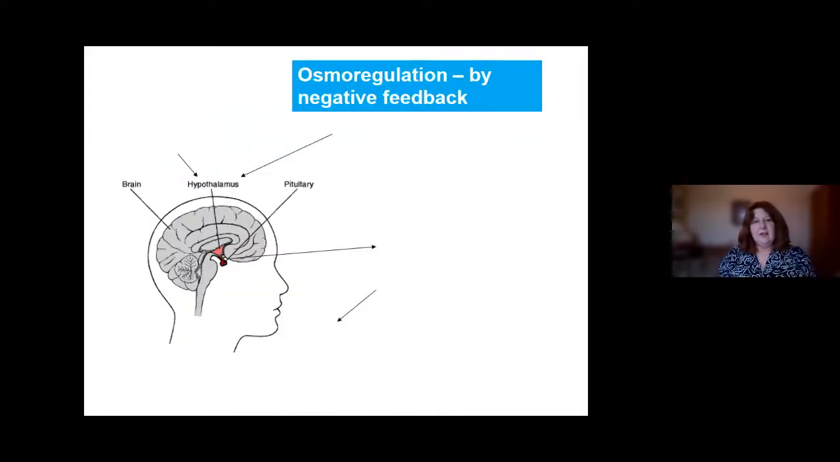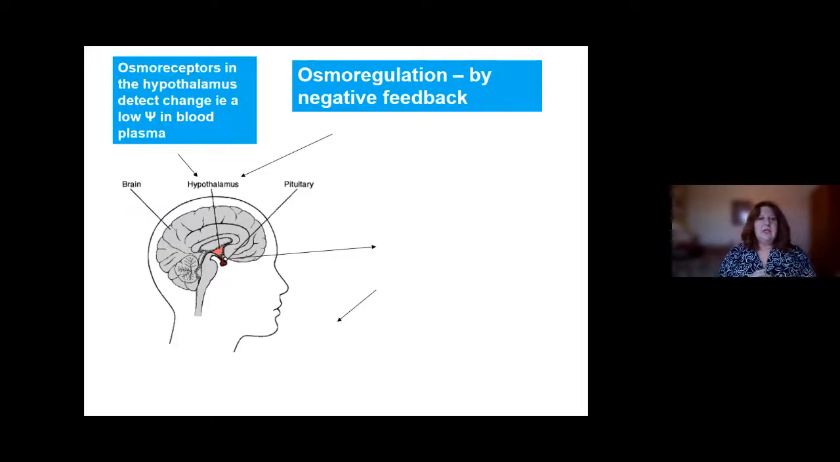So let's have a little look now at osmoregulation. Osmoregulation occurs by something called negative feedback, which I mentioned at the start. And I've also mentioned briefly so far that there are receptors which detect any change.